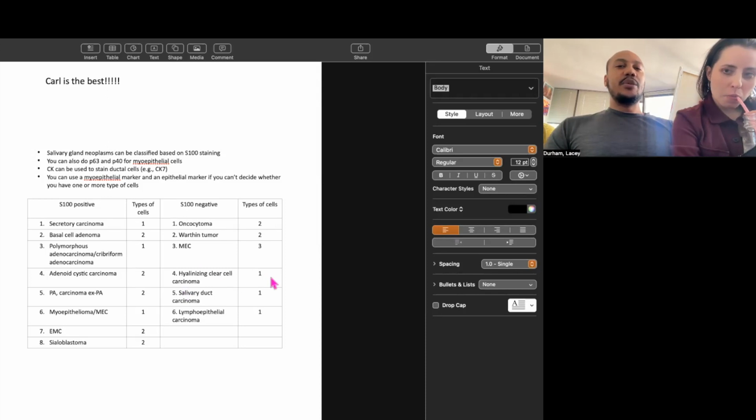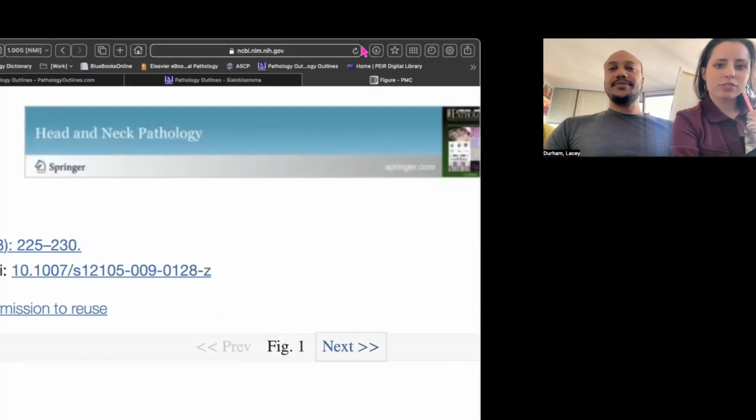Hyalinizing clear cell carcinoma, one population of cells. I don't know that one. Can we look at a picture of that? What does that look like? Hyalinizing clear cell carcinoma. Is it high grade? It's a translocation tumor.